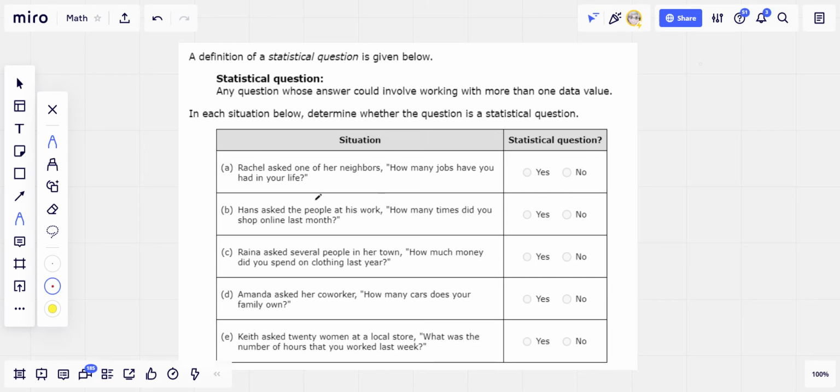In these problems, we're trying to determine if questions in certain situations are what we call statistical questions. A statistical question is something that deals with more than one value.